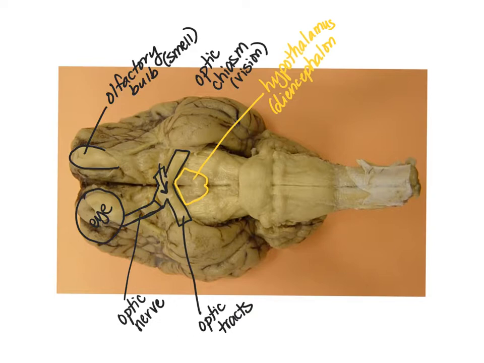Continuing to move kind of posterior from the optic chiasm, we're going to take a look at a couple of structures associated with the brainstem. So the first structure is this area right here in blue. This area is known as the midbrain. The next structure is this kind of bumpy area here, known as the pons. And then lastly, we have this area back here, known as the medulla oblongata.